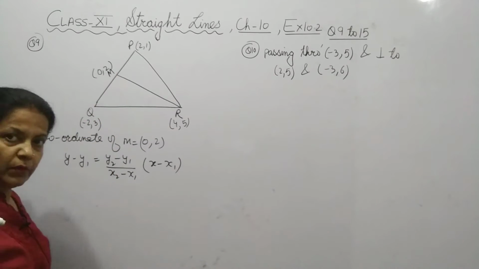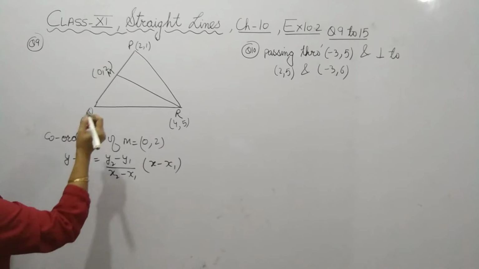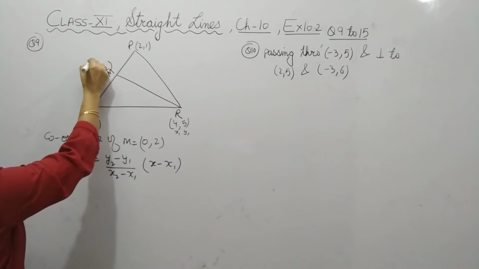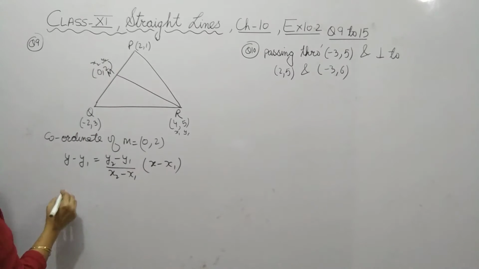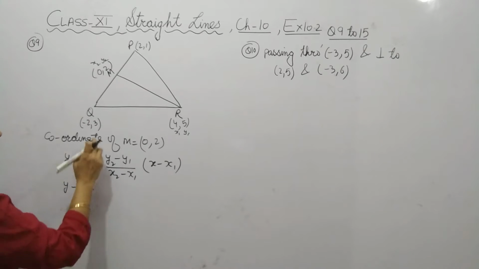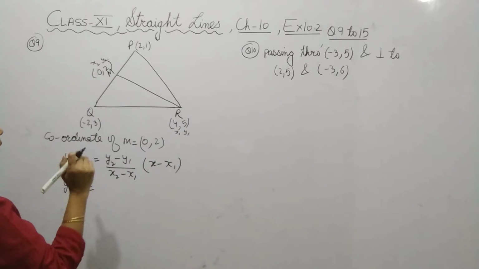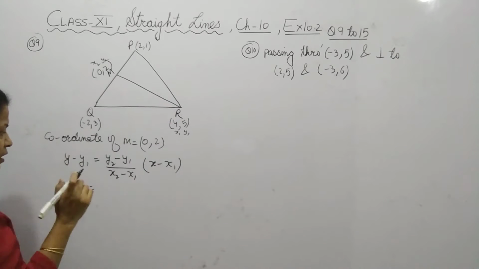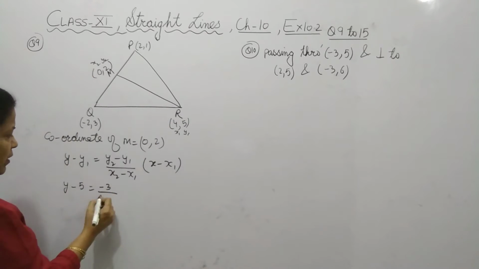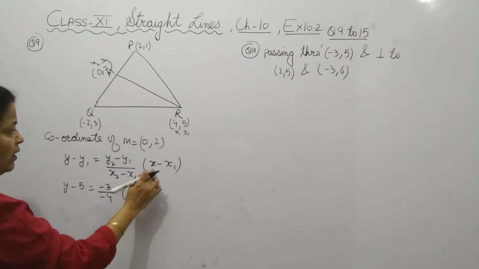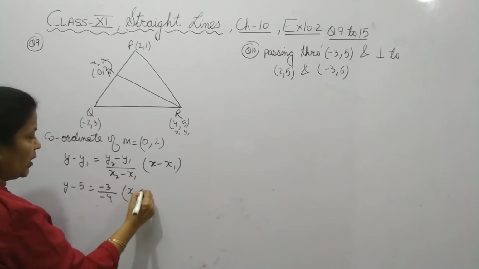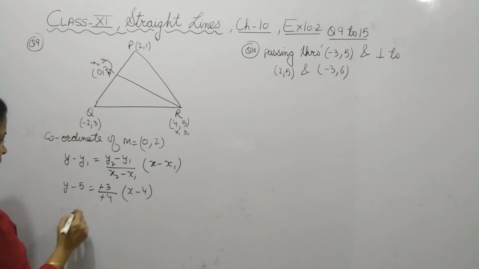So the two-point form is there. Now apply it here. You can take this as x1, y1 and this as x2, y2. So y minus y1 equals y2 minus y1, so 2 minus 5. 2 minus 5 is minus 3. x2 minus x1, that is minus 4. And here what will you write? x minus x1, so x minus 4. It will be cancelled out.